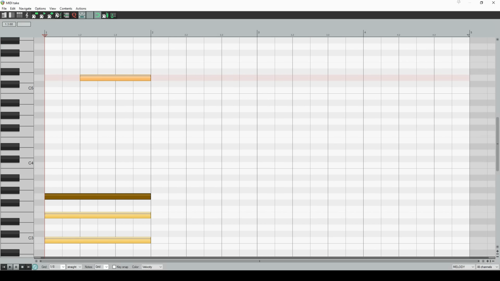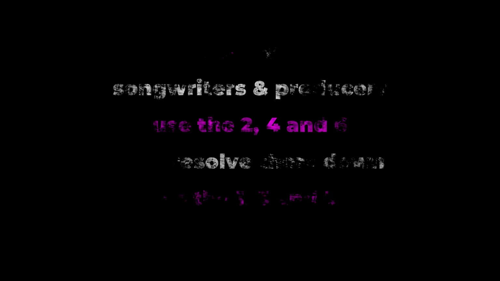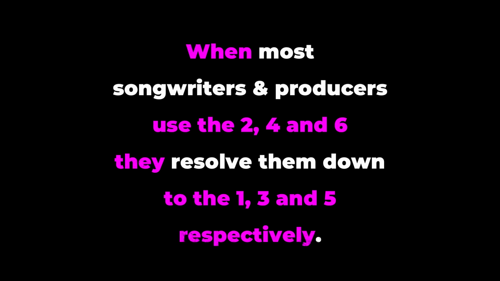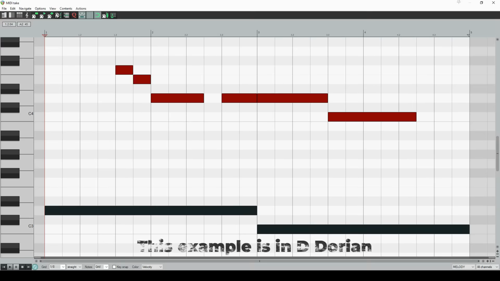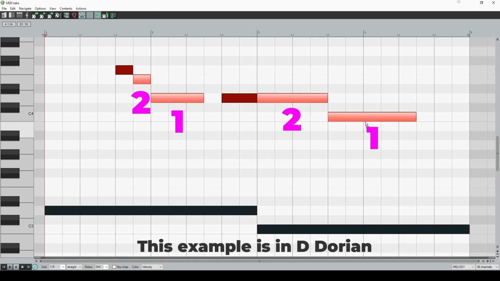And that brings us to the 2-4-6 rule. When most songwriters and producers use the 2, 4, and 6, they resolve them down to the 1, 3, and 5 respectively. But moving down a note after the 2, 4, and 6 is embarrassingly predictable. And on top of that, creating tension only to resolve it to the predictable note kind of defeats the purpose of creating that tension in the first place.